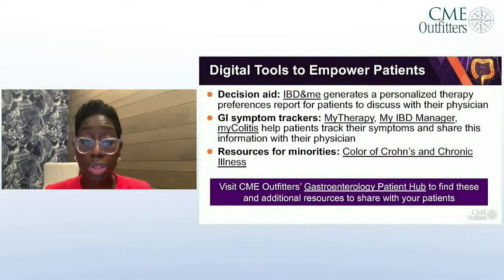There are other resources for minority patients. There's a new organization called the Color of Crohn's and Chronic Illness. So this is an organization that is specifically targeted towards minority patients with IBD. I want to say that I work with this organization, but I don't receive any funding from them. I'm just very passionate about what their mission is. And they're actually launching the first patient support group for minority patients with IBD, either in November or December. So you can join their listserv.